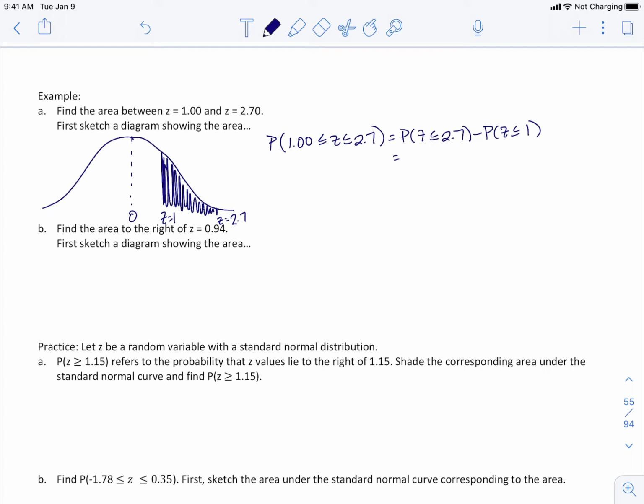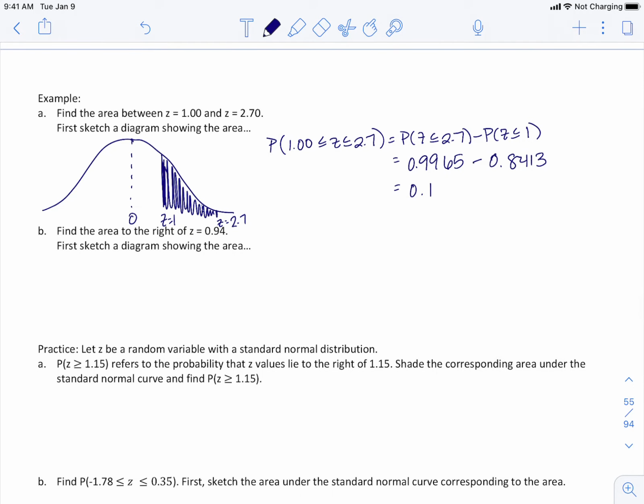So if we look these up in the chart, for 2.7 we get 0.9965, minus for 1 we get 0.8413. When we subtract these, we get 0.1552.